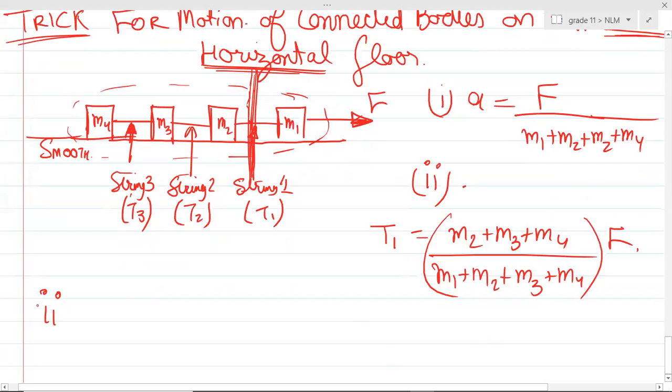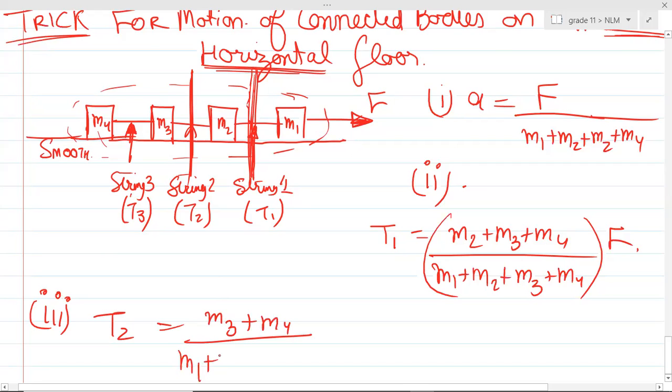Similarly, can you solve for T2? Can you see when it will be T2, then you will break it from here, right? When you break it from here, what are the blocks which are following this? M3 and M4, right? In the direction opposite to force. So M3 plus M4 divided by M1 plus M2 plus M3 plus M4, multiplied by F.